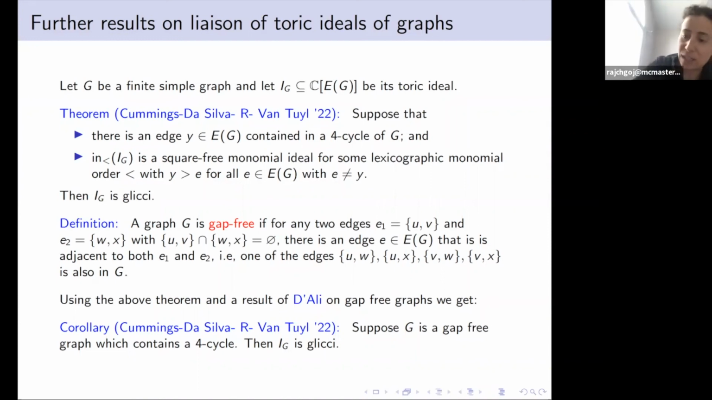And finally, as a consequence, we can use this result about the 4 cycle with square-free initial ideals to show that a class of graphs called gap-free graphs, which contain 4 cycles, are Gleachy. But I don't have a proof that they're geometrically vertex decomposable, though I suspect they probably are.